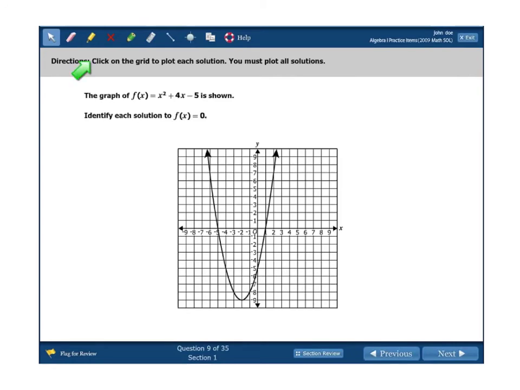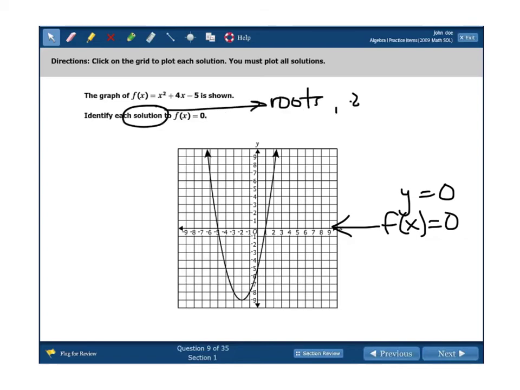So on this question, you'd be plotting your answers, and you must plot all solutions. It says that it wants us to identify each solution of f of x equals 0. Well, if f of x equals 0, that's y equaling 0, and that's on the x-axis. So the solutions, remember, are the roots, the zeros, the x-intercepts. On a question like this, your goal is to plot or click on the zeros, and it'll give you a little cursor, and you actually just click on them, little red dots like that, and that would be your answer for this question. That's it. That's all you have to do is recognize that.